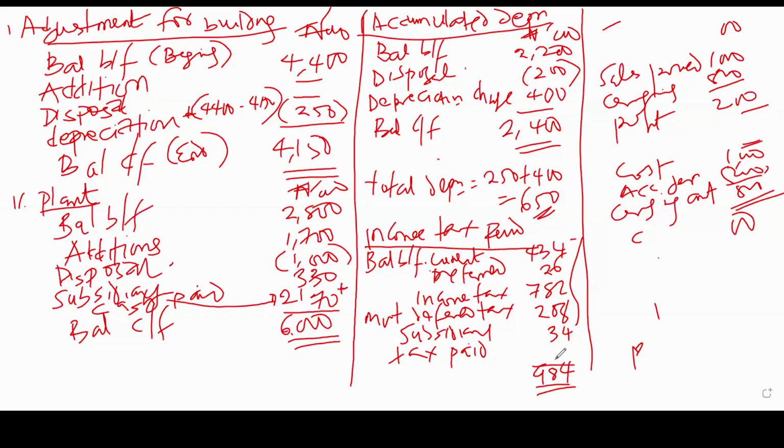1484. Now 1484 minus 984, we get 500. All right. So this was the tax that was paid.